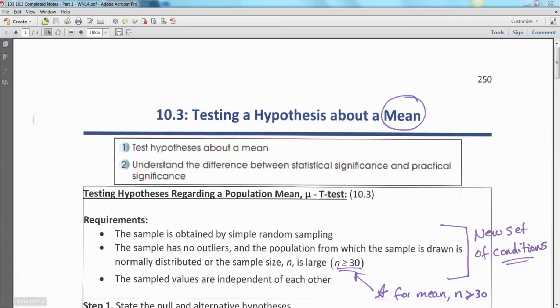Hello there, this is Alana Tucky, and in this video I want to show you how to use the TI-84 calculator to help you run a hypothesis test for a mean, in particular a t-test for the mean.